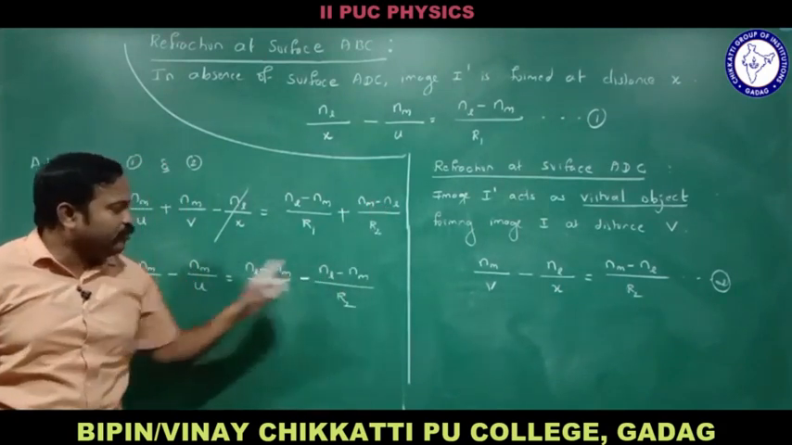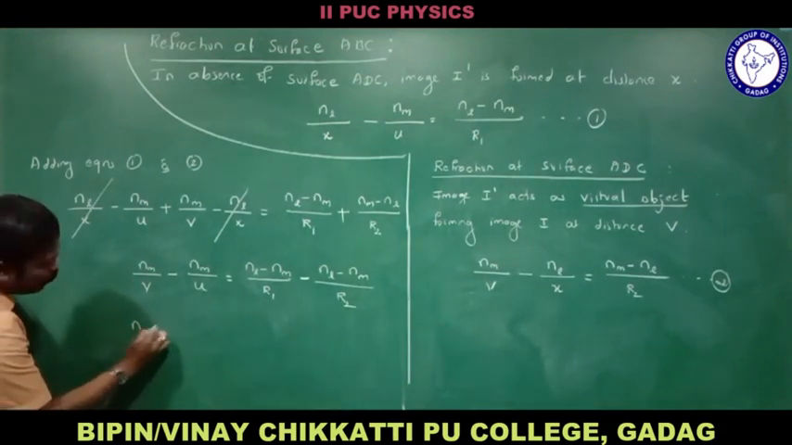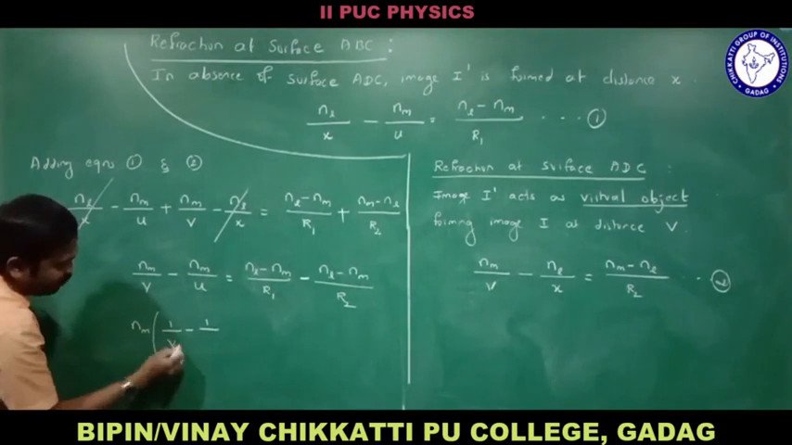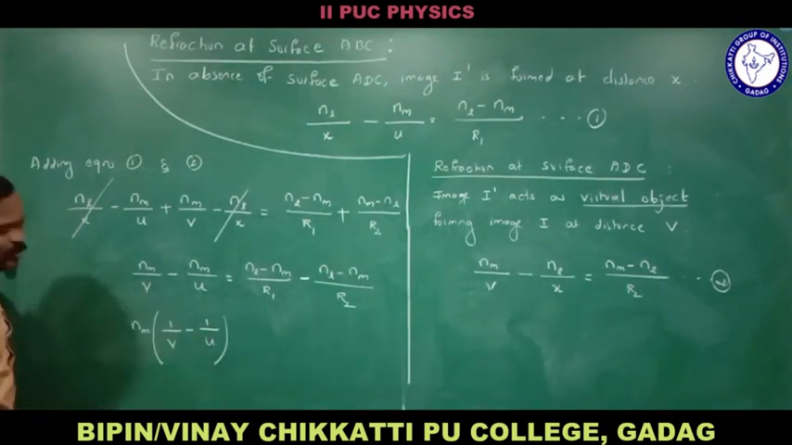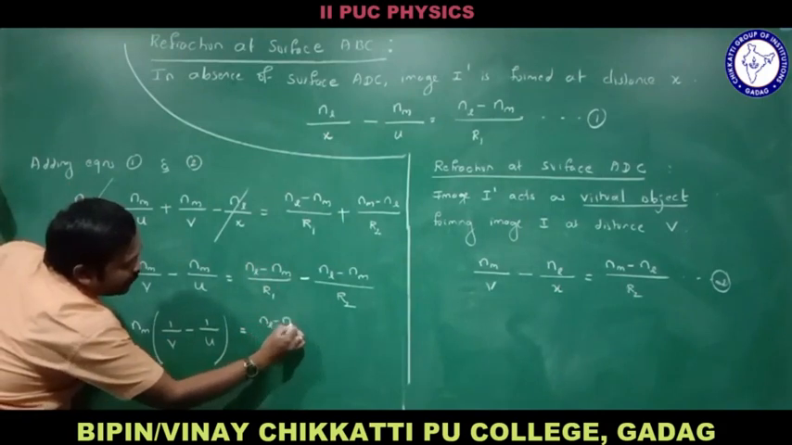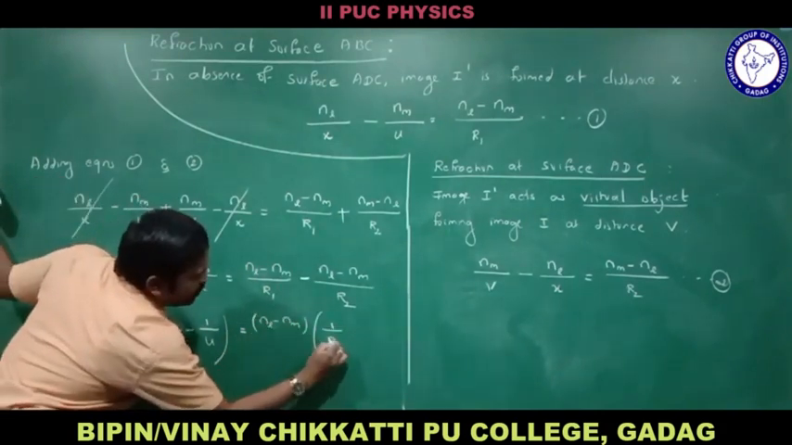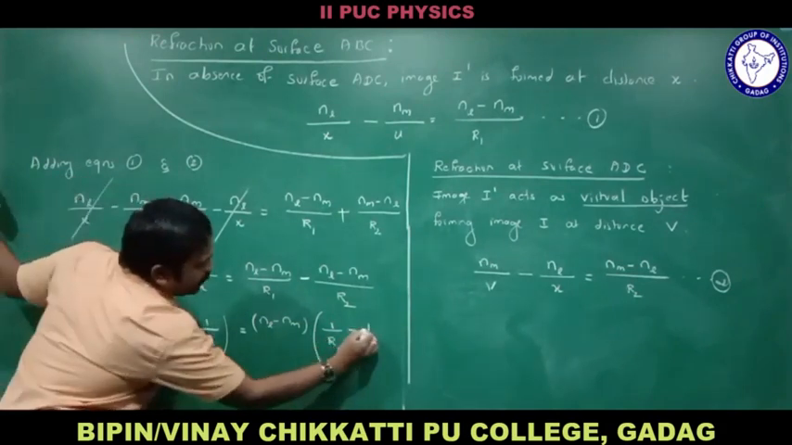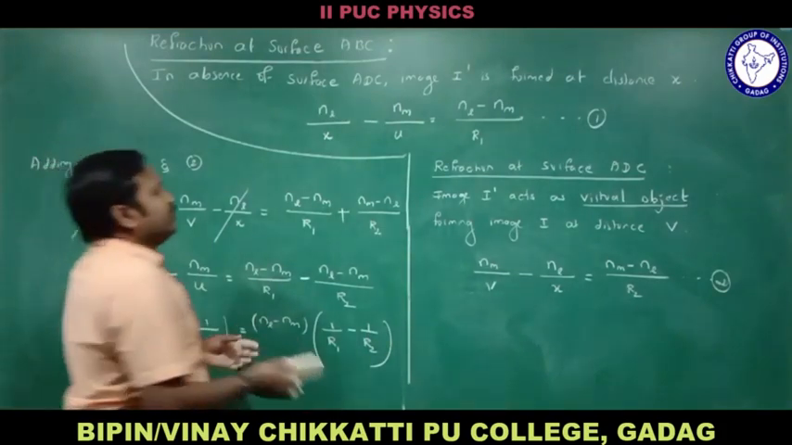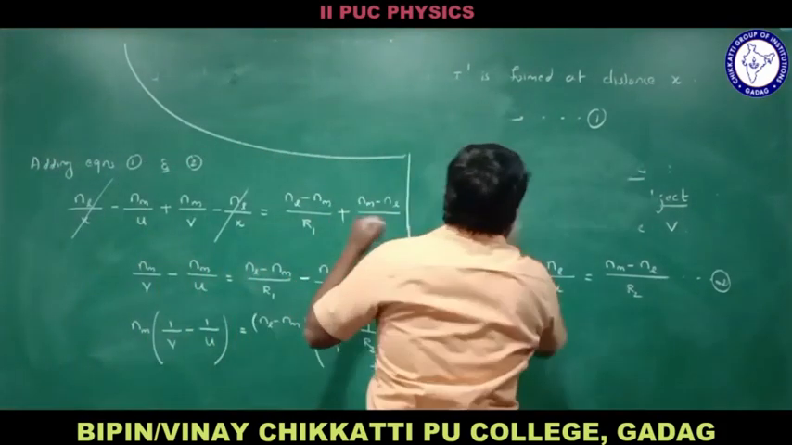So that I need to remove the common term here, right? Okay, what is common here? nM. What is remaining inside? 1 divided by v minus 1 divided by u. What is common here? nL minus nM is common. What is remaining inside? 1 divided by R1 minus 1 divided by R2, right? Okay, now let me continue the derivation here.